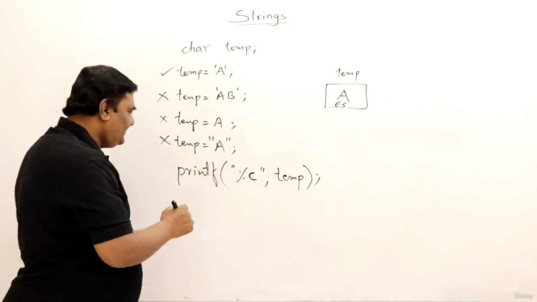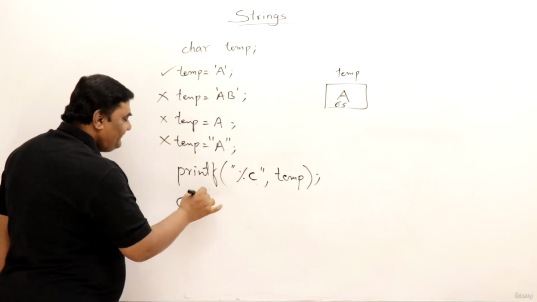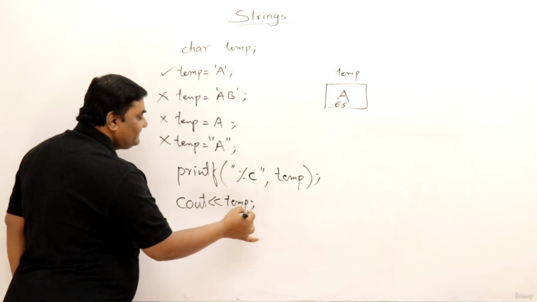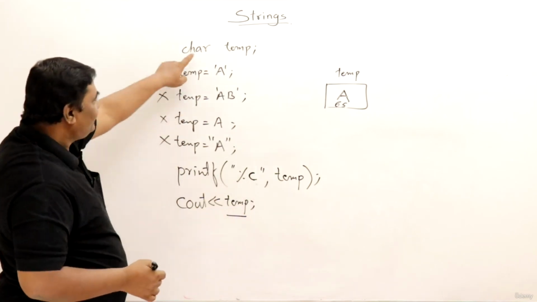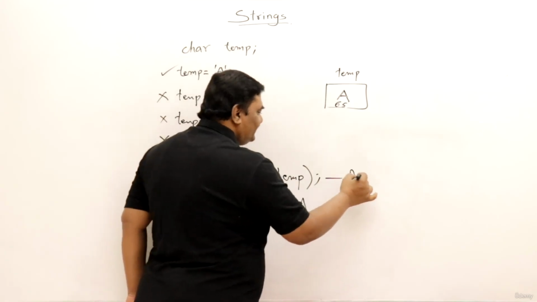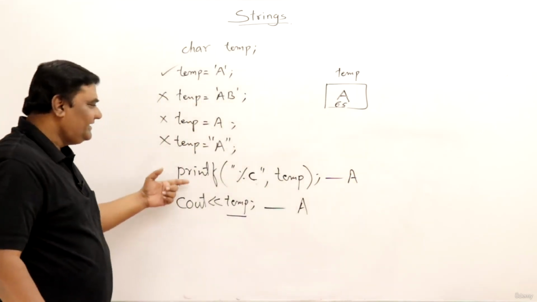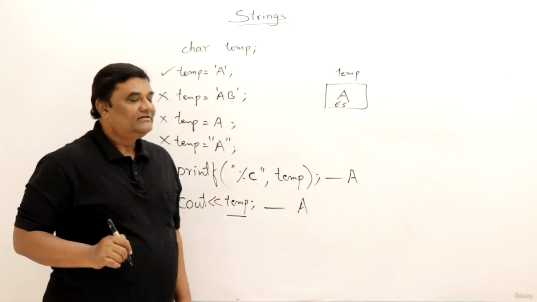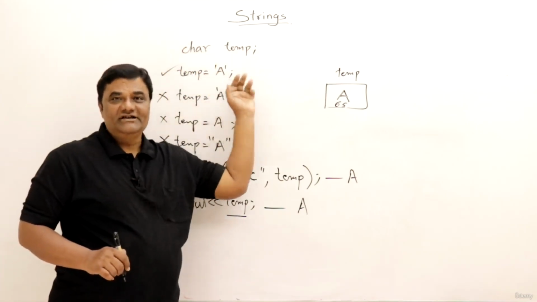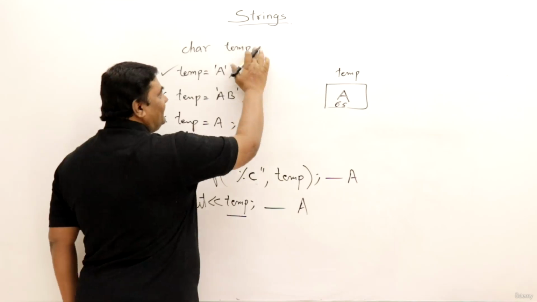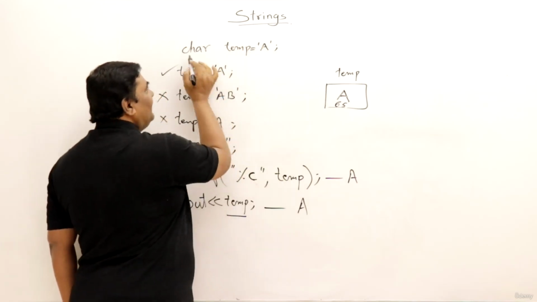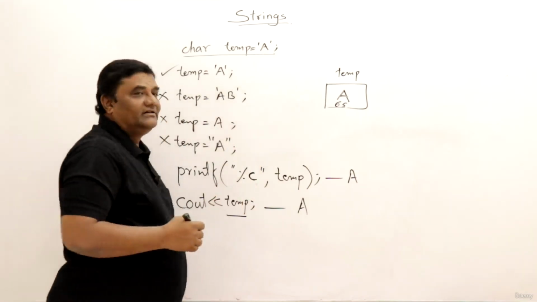In the same way in C++, if we write cout temp, then cout knows that this is a character type variable. It is declared as character, so that is the reason it will display A. So both these will display A. This is the method of displaying a character. So this is about the declaration and initialization of a character, and I can even declare as well as initialize it directly, instead of initializing it later.